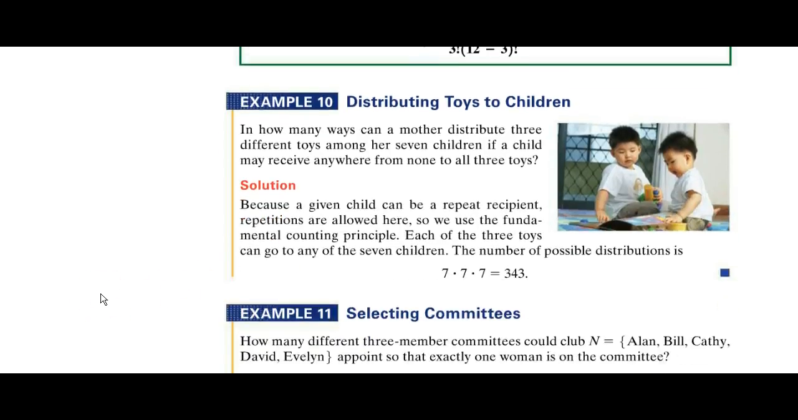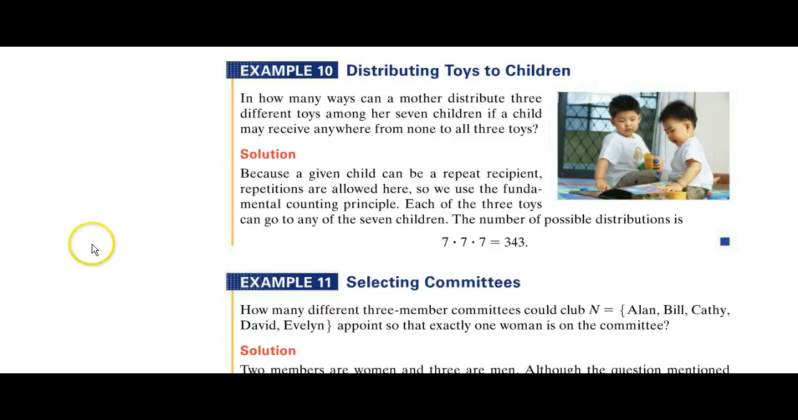All right, let's go on to example 10. We'll give you a moment to read it, and then we'll decide.